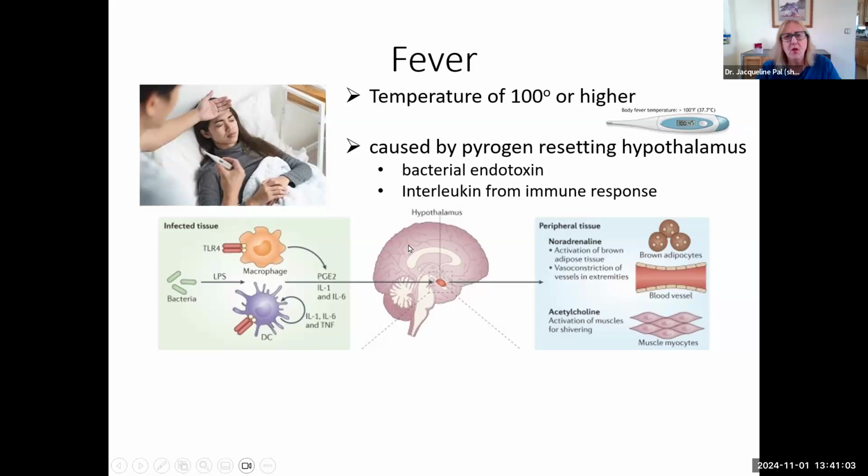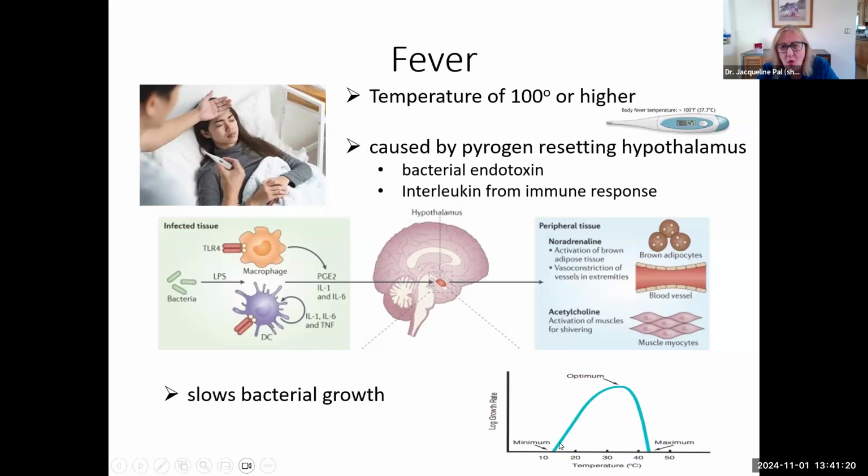So what should you do? Should you treat your fever? Not if you can avoid doing it. Definitely not at 100 degrees. So really try to avoid treating your fever until it's over 102 if you can. Why is that? Because it will slow bacterial growth.